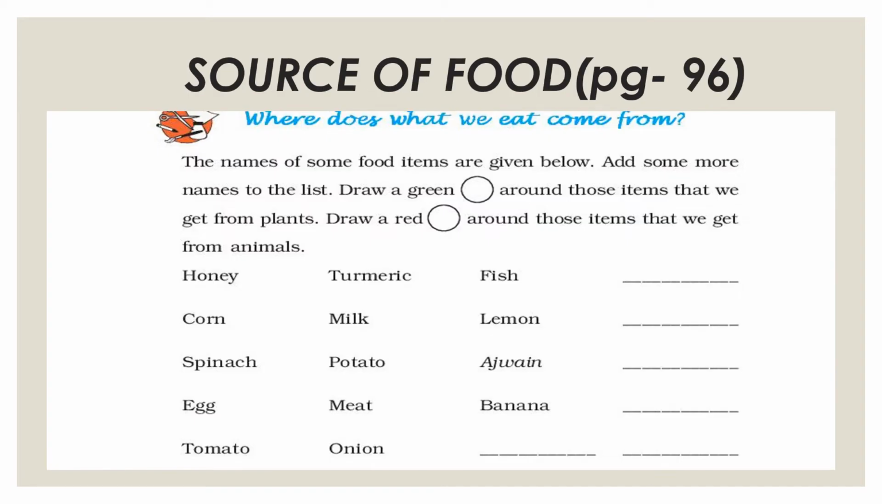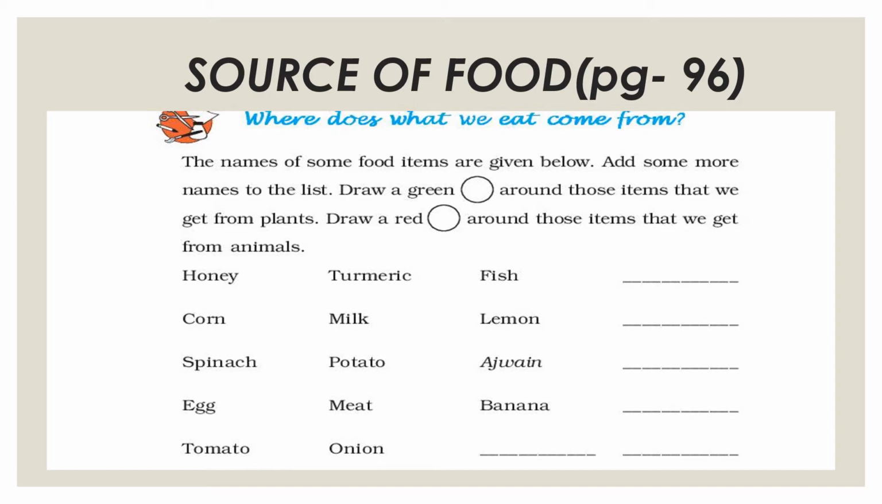Now, students, on page 96, we have a very interesting activity. While I do this activity on the screen in front of you, I suggest you do this activity in your books. So, get your green color pencils and red color pencils ready because we have these food items over here which we need to mark with red for those items which we get from animals and with green for those items that we get from plants.